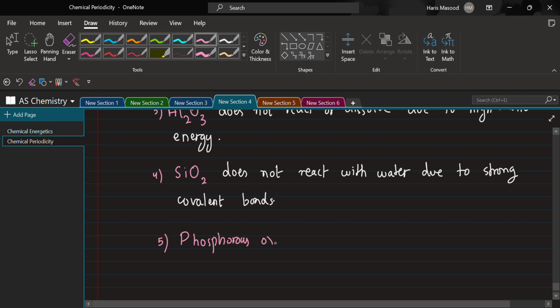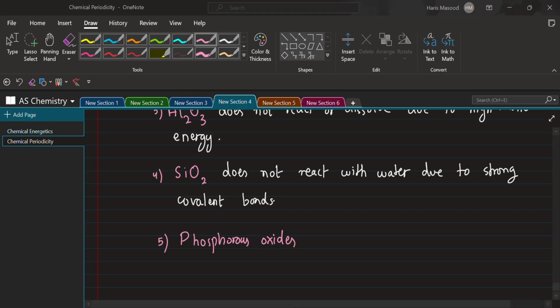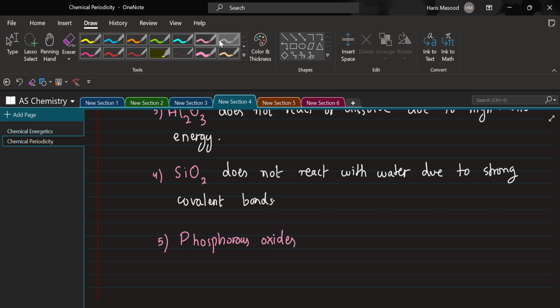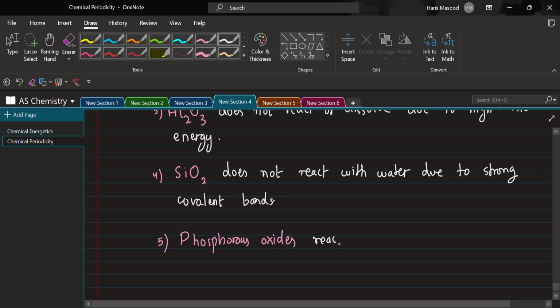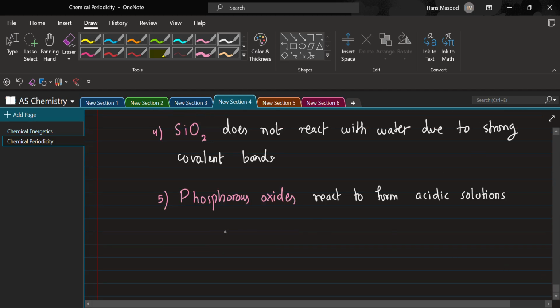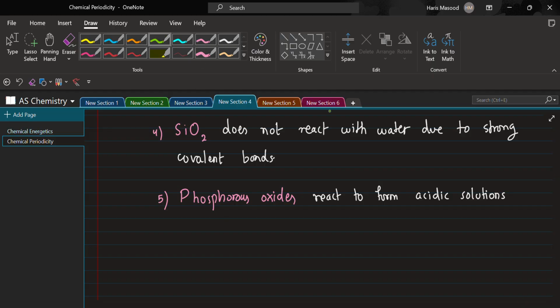Phosphorus oxides react to form acidic solutions, like pH 2.